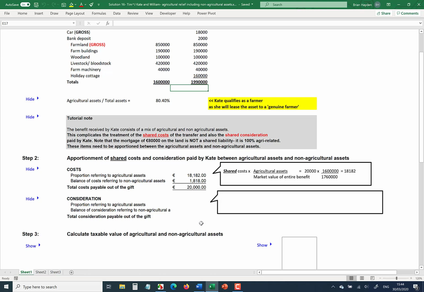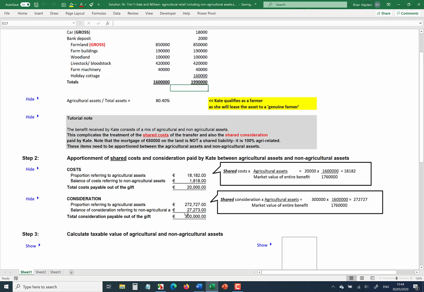And a similar consideration applies for the money that she pays to William. So she pays 300,000 to William, and you're going to have shared consideration, 300,000 by agricultural over market value. So shared consideration by agricultural over market value works out as this number here. So 272,727 goes to the agricultural benefit, and the rest goes to the other. There's your 300,000 in total.